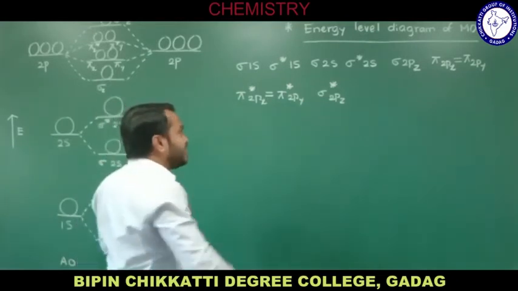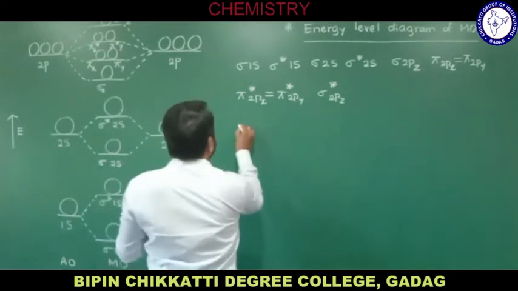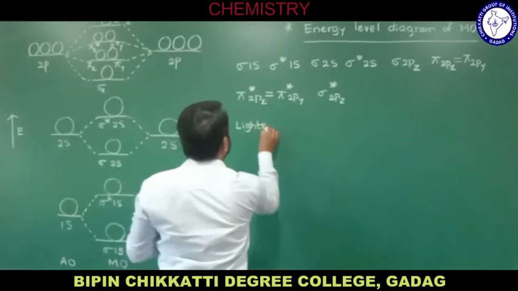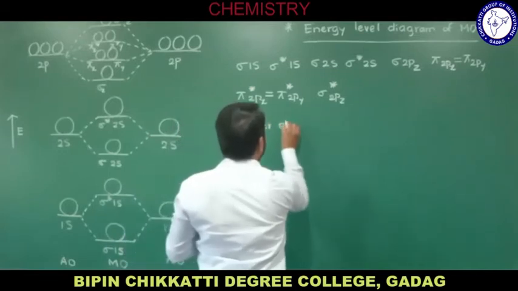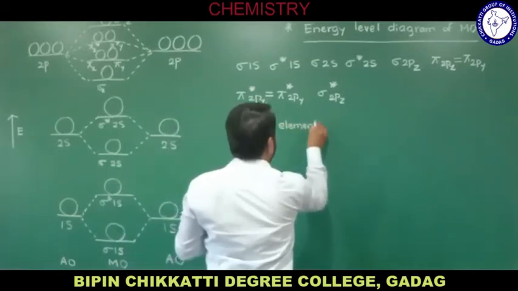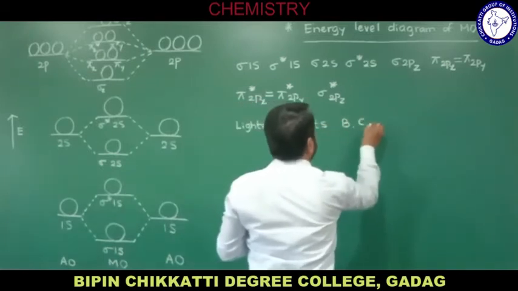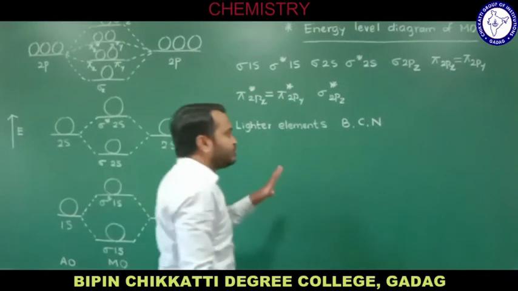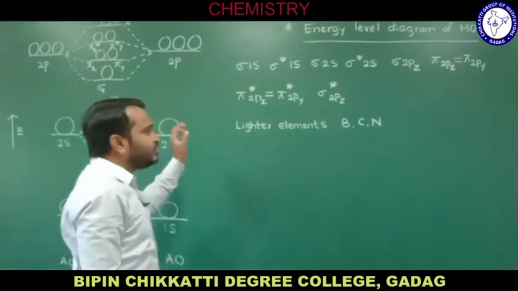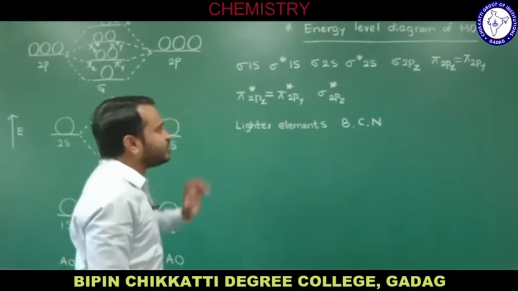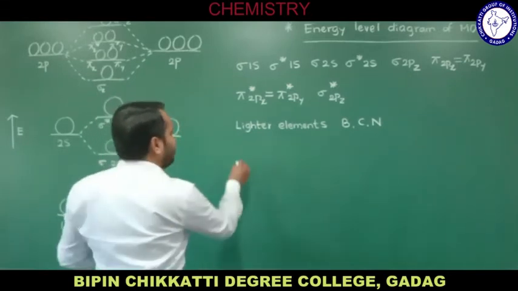So we have some exceptions here. If you consider some lighter elements, molecules like boron or carbon and nitrogen, here a small change is going to be considered in the case of the energy level diagram. And what is that small change here is, let me write that first.